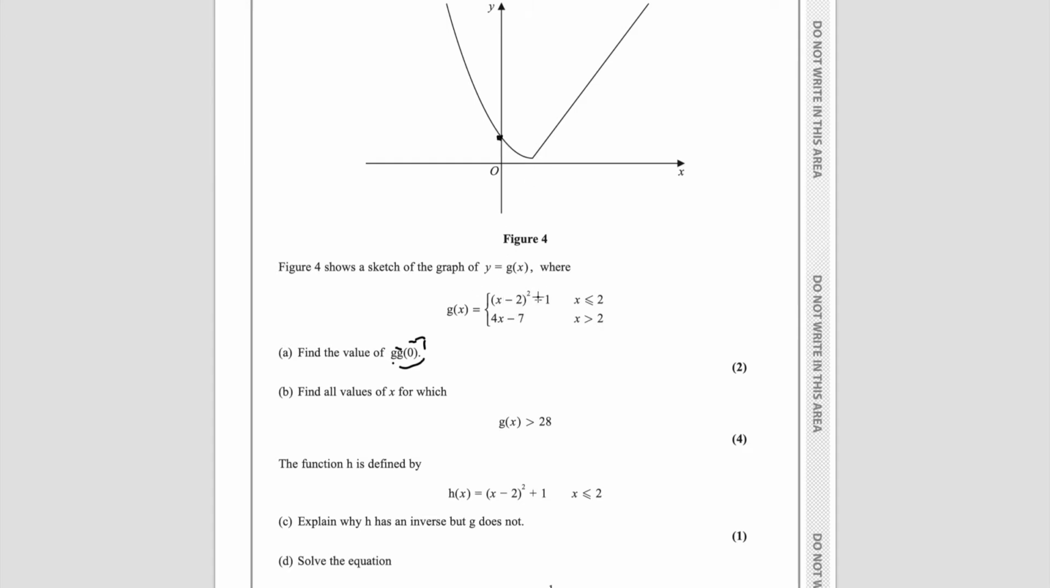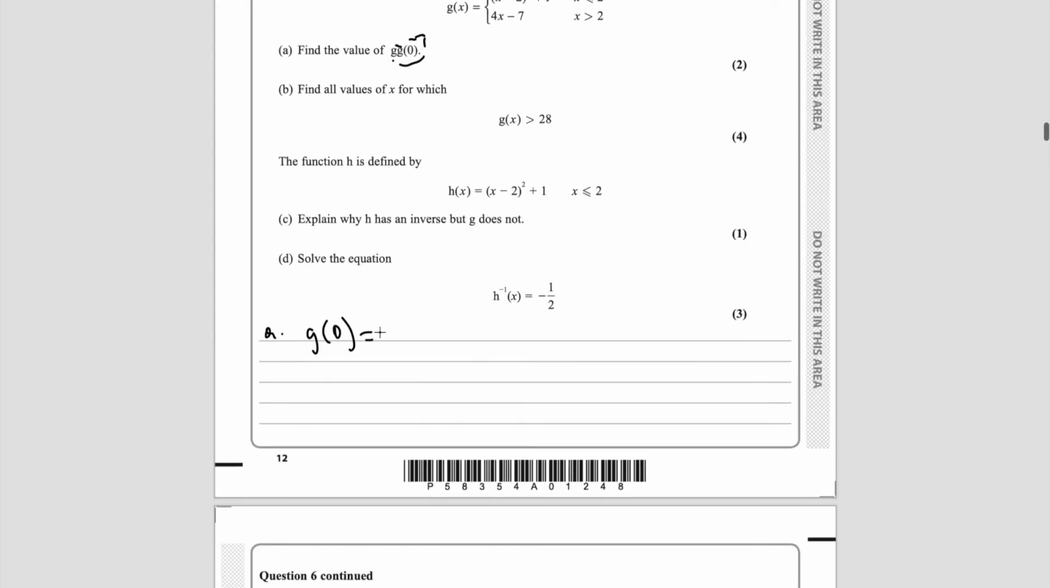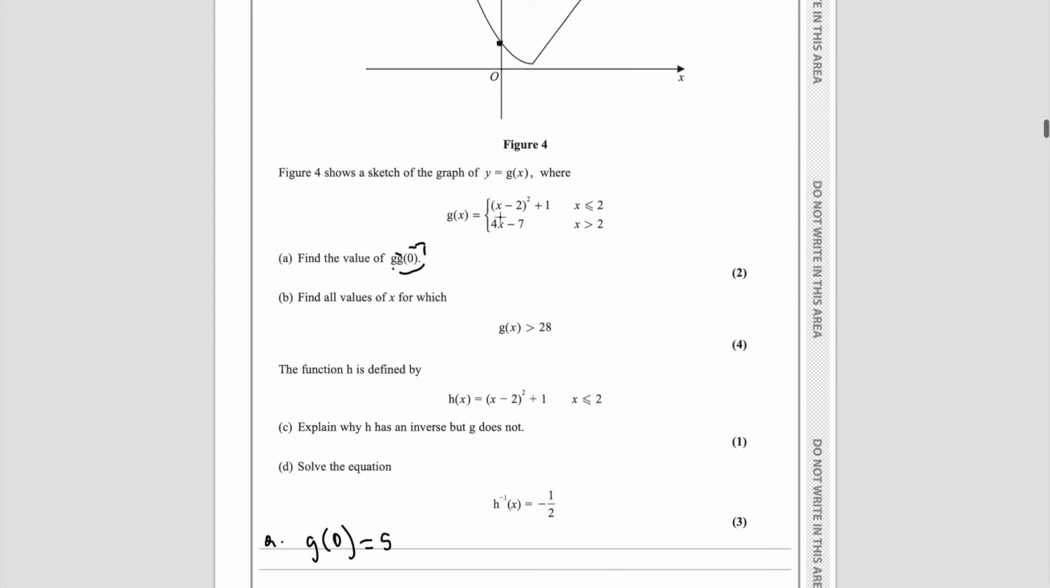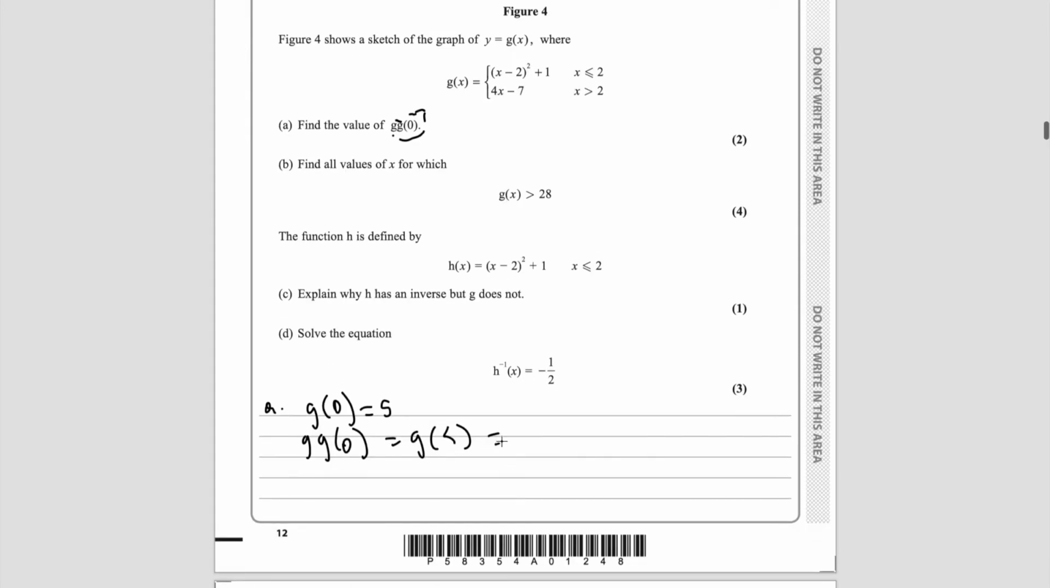0 minus 2 is minus 2. Minus 2 squared is equal to 4. 4 plus 1 is going to equal 5. So g of 0 is going to equal 5. G of 0 is going to equal g of 5, and because 5 is greater than 2, you'd want to put it into this part of the function. So 4 times 5 is equal to 20. 20 minus 7 is going to equal 13. And that there is the value of g of 0.